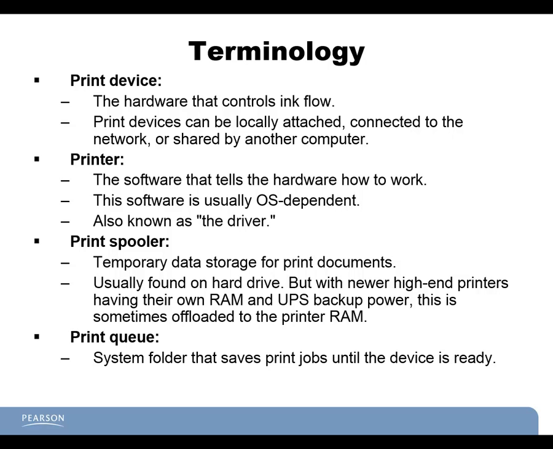So the way that it works is when you first print something, it goes to the spooler on your computer that then feeds it to the spooler on the printer that writes it to the hard drive where it sits until ultimately it can print. And then the print queue is a folder that saves jobs until the device is ready. So the queue will hold separate jobs until they're ready to go to the spooler.